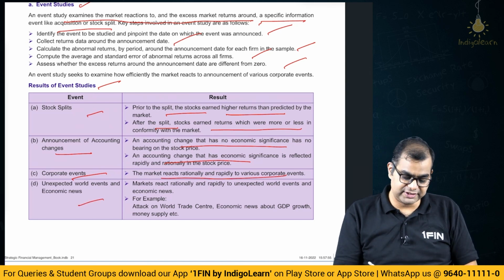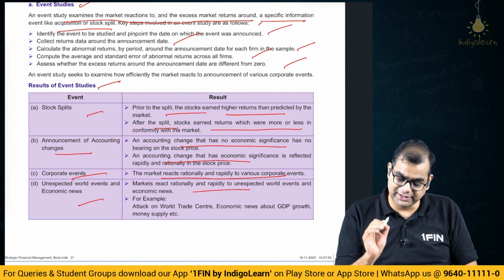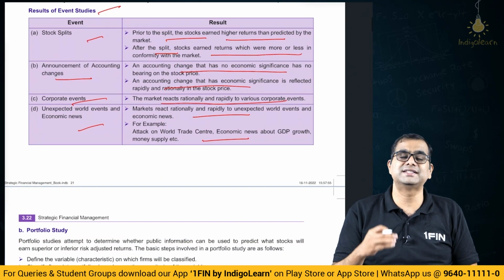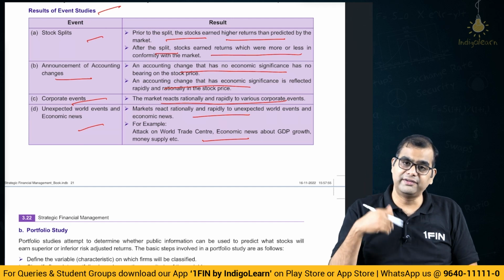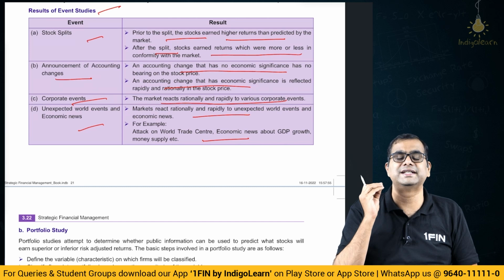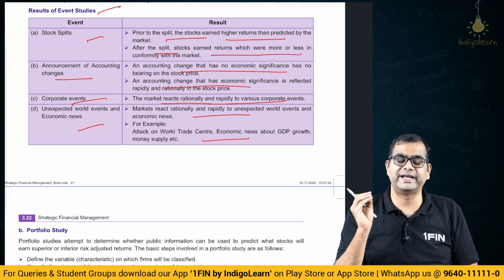Unexpected world events and economic news: markets react rationally and rapidly to this kind of news. Be it the attack on the World Trade Center, GDP growth, or money supply, in all of these cases, they will react very, very rapidly. Even with all such rapid news, sometimes the moves will be downwards, sometimes upwards. On a cumulative basis, it is random and there is no positive gain that anybody will make.